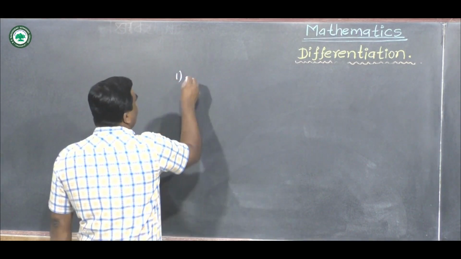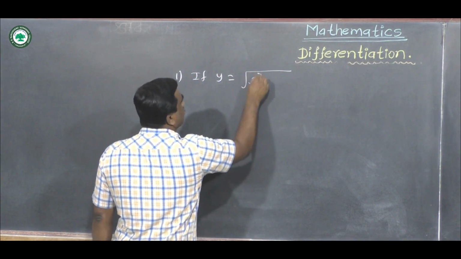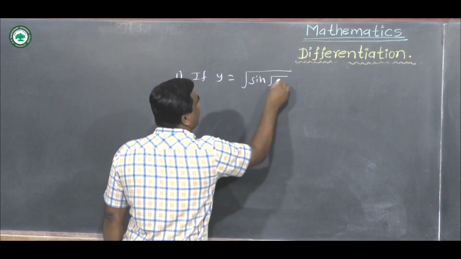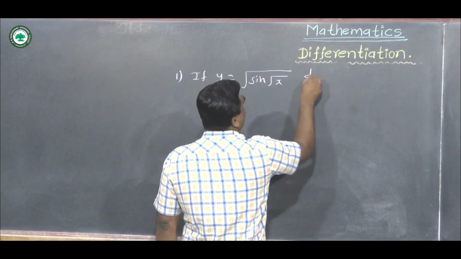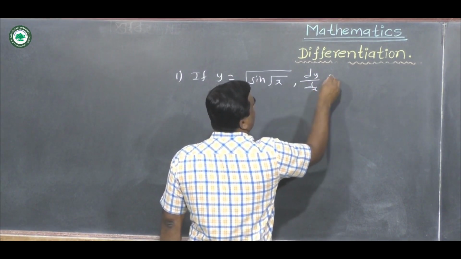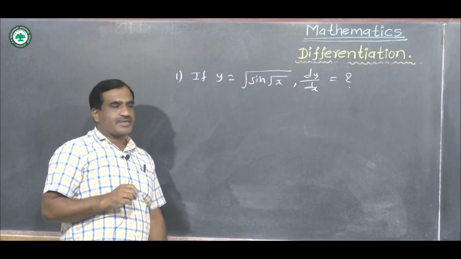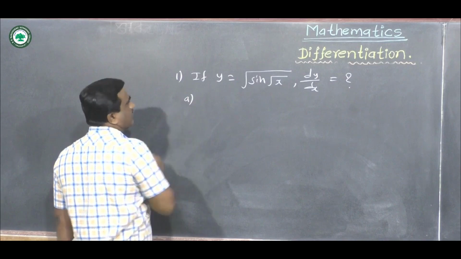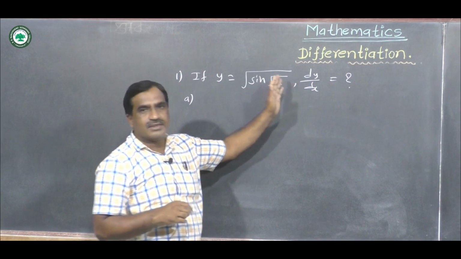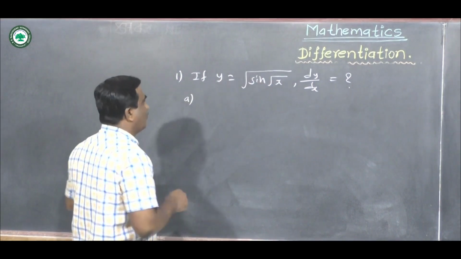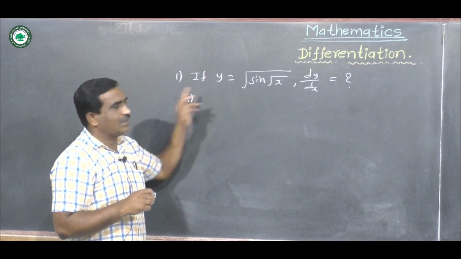First example, MCQ multiple choice question: if y equal to under root sine of under root x, then dy by dx is equal to question mark. Okay, now we have to give options here. We have to give answers for this problem, that is the value of dy by dx, and we have to choose the correct answer by solving this equation.